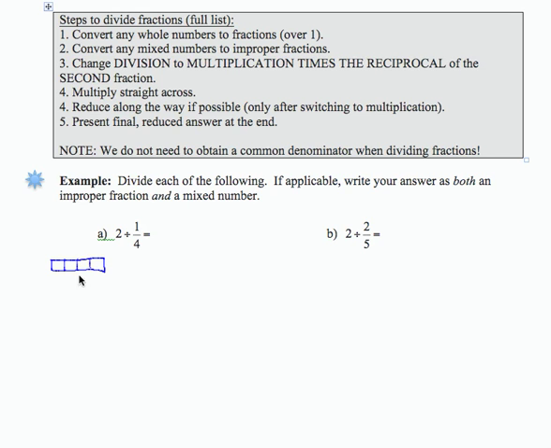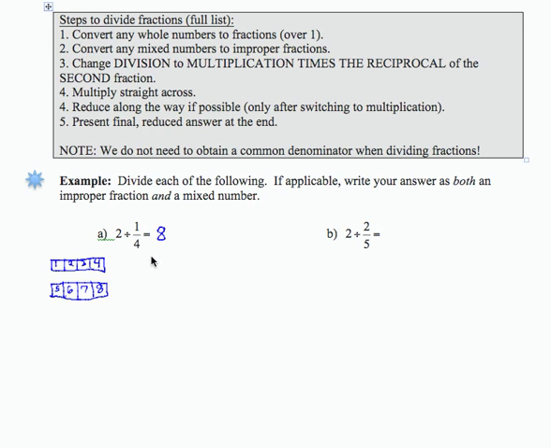So 1, 2, 3, and there's another one. These aren't the straightest wholes. There we go. So there's 1, 2 divided into 4 pieces. So if I want to divide 2 by 1/4, I want to know how many 1/4 are in 2. So here's 1, 2, 3, 4, 5, 6, 7, 8. So the result of 2 divided by 1/4 should be 8.